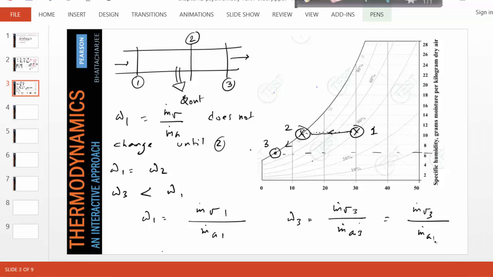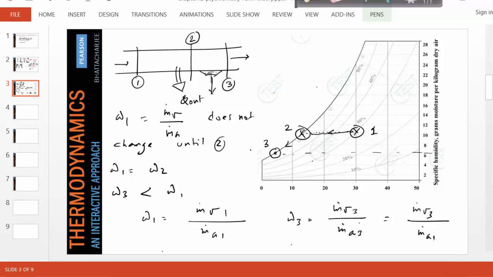So m dot air at 3 and at 1 are equal, but omega has gone down, as you can see from the psychrometric chart. So therefore, some water must be coming out from here. Air must be losing some water, and that is because omega is decreasing. And that is known as dehumidification of air. Again, when we solve some problem, this will become more clear.